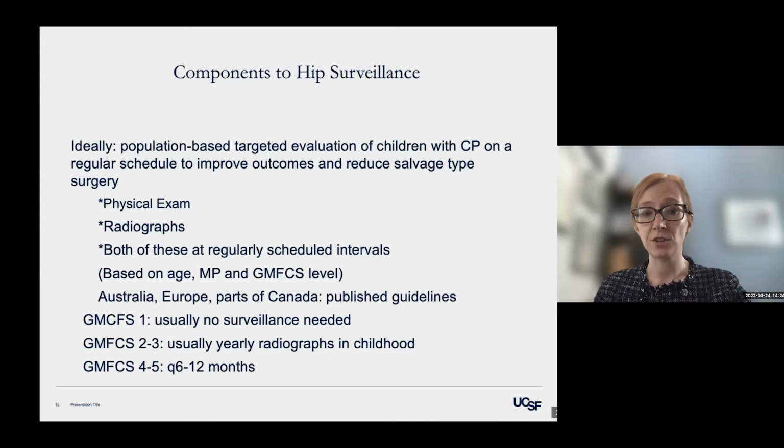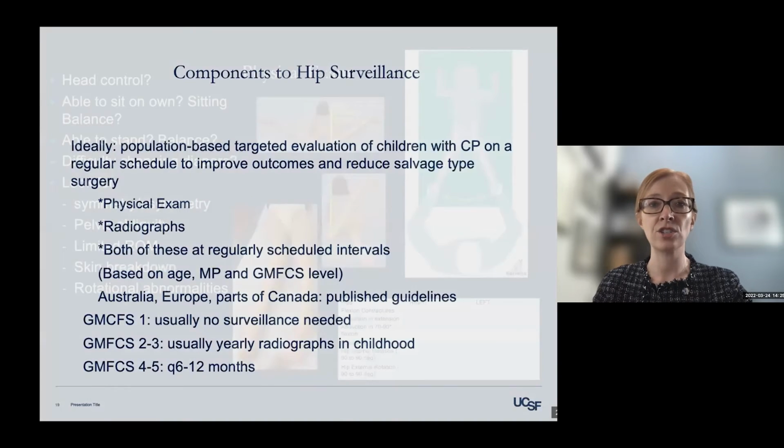So many countries, for example, Australia, Europe, and parts of Canada have published guidelines. And in general, they all vary, but the GMFCS level 1 kids typically don't need much in the way of surveillance. Levels 2 and 3 usually get yearly radiographs throughout childhood, and level 4 and 5 are going to have hip X-rays every 6 to 12 months, depending on their severity and age.